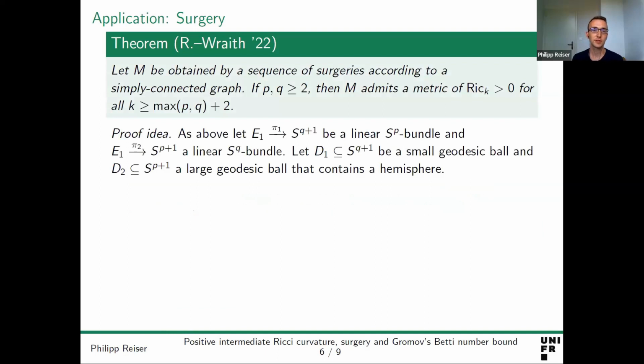So the proof idea is as follows. We already know that we can put metrics of positive Ricci K on each bundle, but now we need to consider the gluing and define a suitable metric so that we can glue these together. So we consider a single gluing operation. For the first bundle, we require this embedded disk to be a small geodesic ball. And for the second bundle, we require it to be a large geodesic ball, and it should be so large that it contains a full hemisphere.